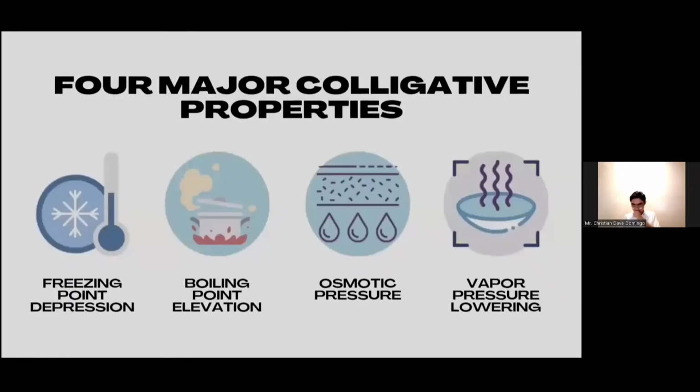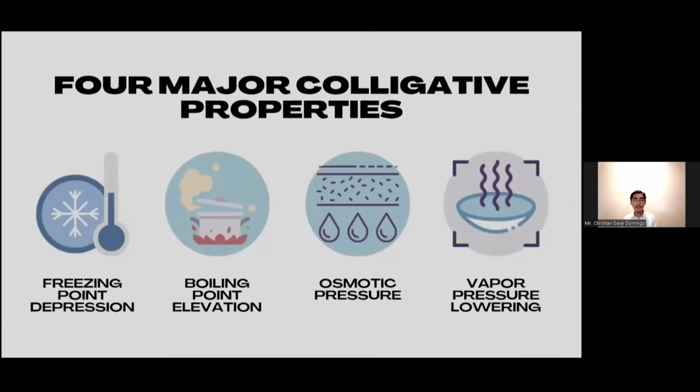Four major colligative properties. The first one is the freezing point depression. Freezing point depression is the phenomenon that describes why adding a solute to a solvent results in the lowering of the freezing point of the solvent. When a substance starts to freeze, the molecules slow down due to the decrease in temperature, and the intermolecular forces start to take over.